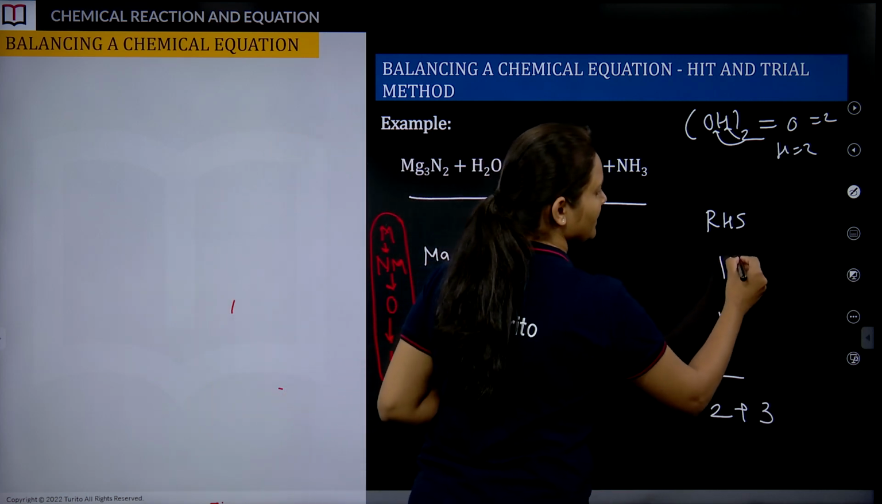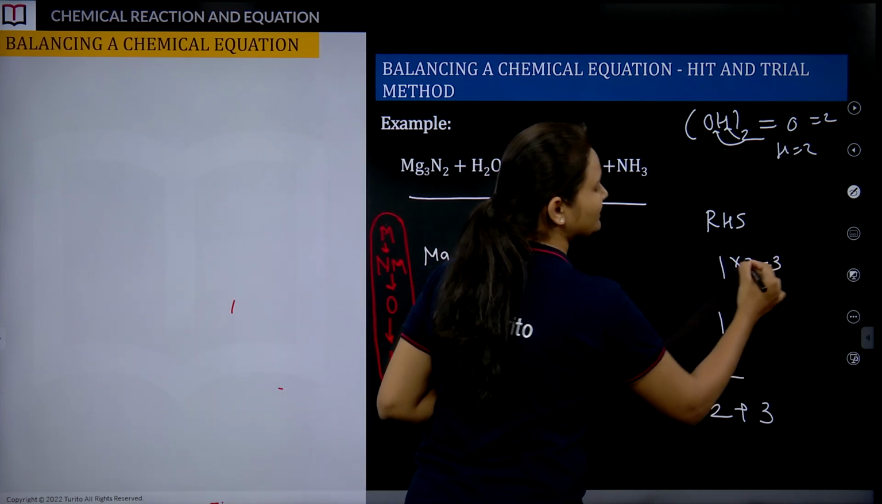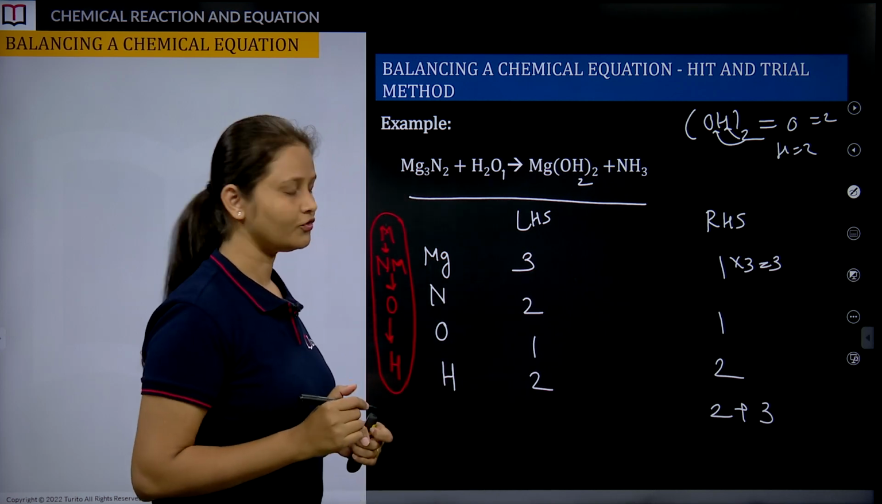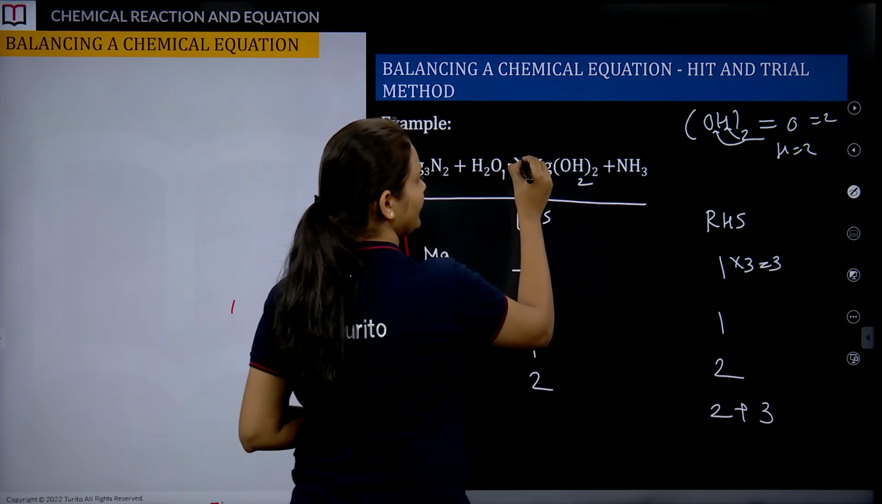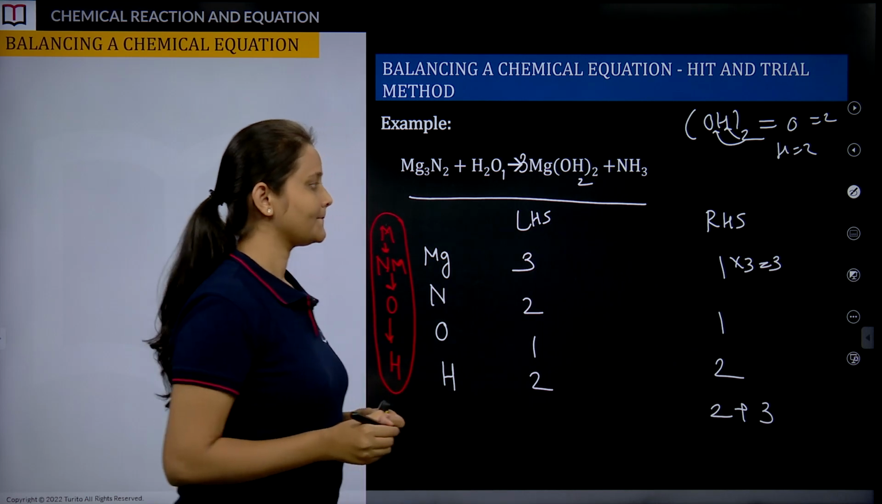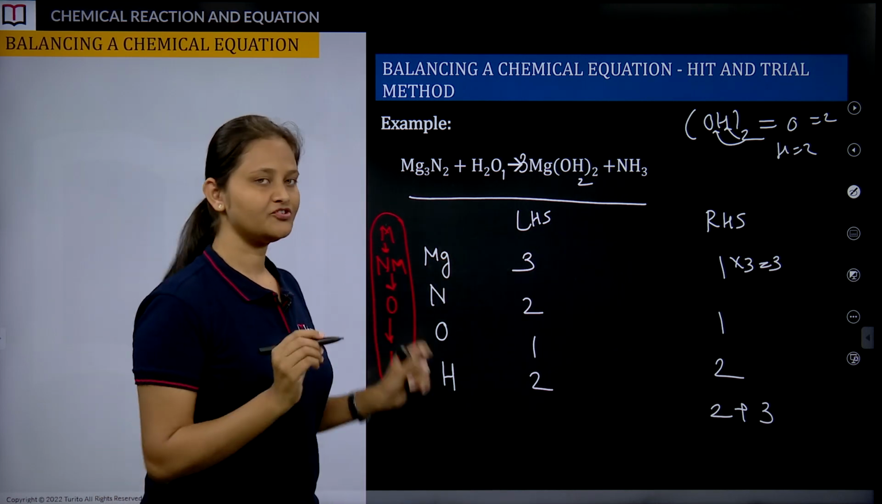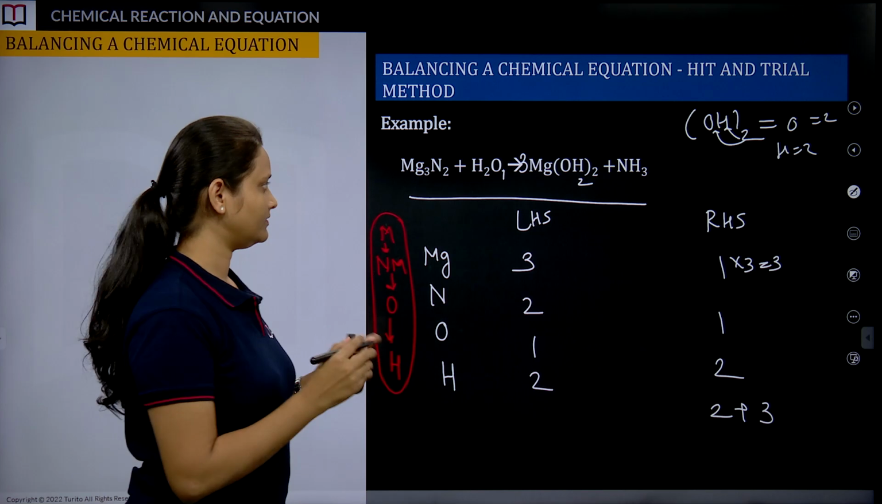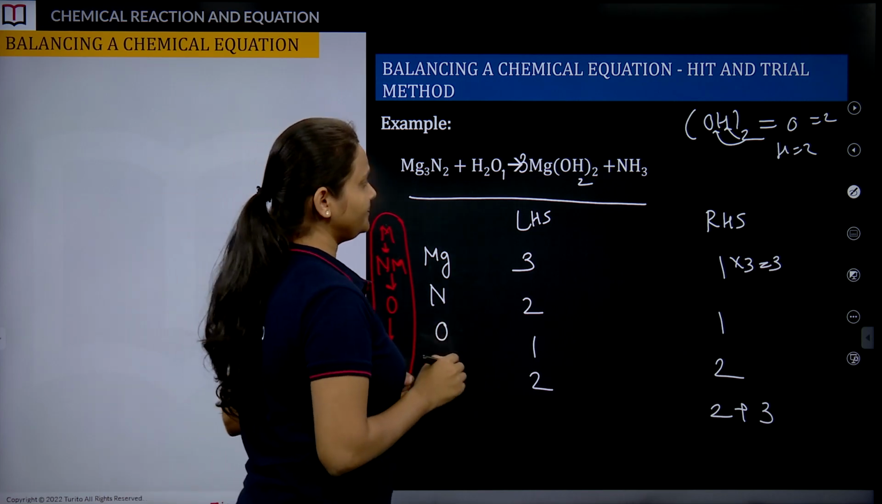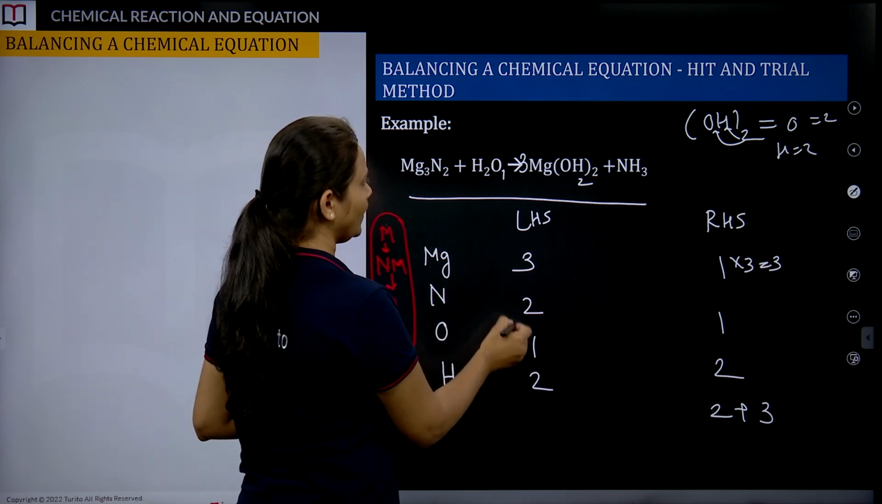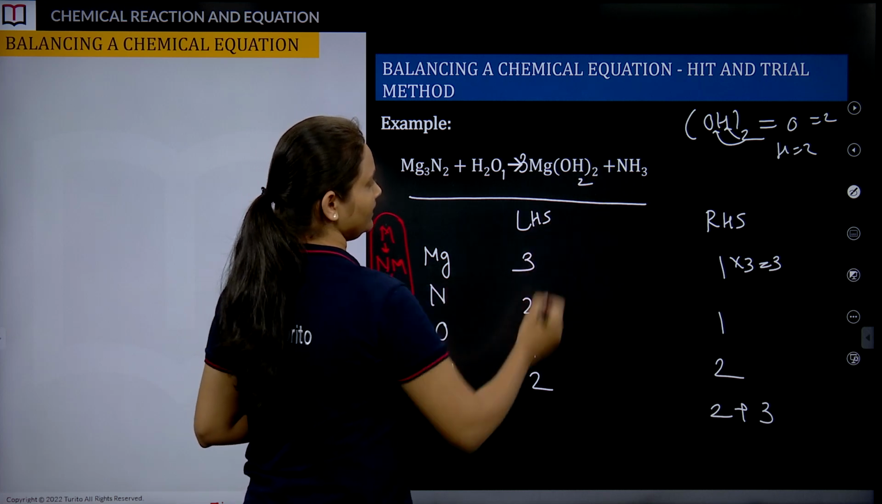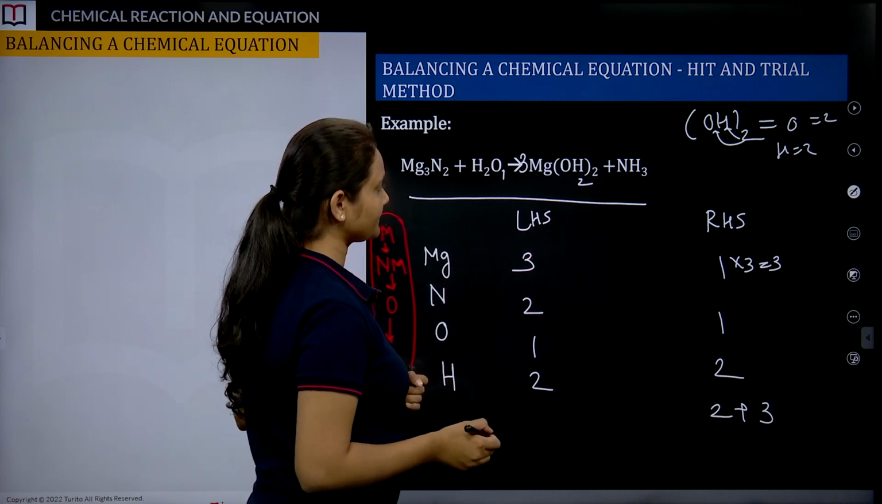So what we are going to do, we are going to balance magnesium first. What if I multiply this with 3? It is going to give me 3 magnesium. Do you think so? Yeah, of course. So write 3 here, 3 Mg, okay. So 3 and 3, magnesium is balanced. Now let's come towards the next thing, okay. So nitrogen 2, there only 1 nitrogen is there, okay.